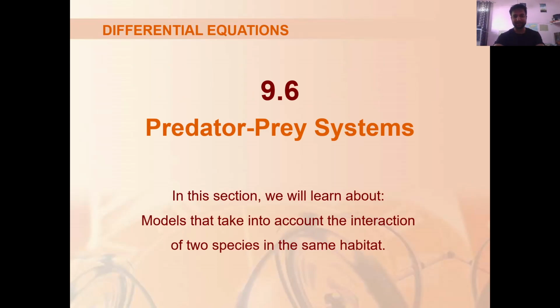Hello everyone, I'm Yogesh, and today we'll be studying a model known as the Lotka-Volterra model, which is a part of Unit 9 of the UGC-NET JRF syllabus.